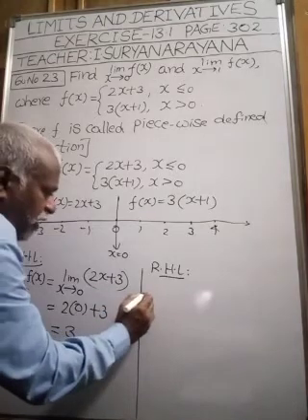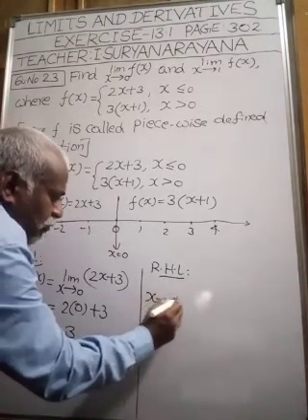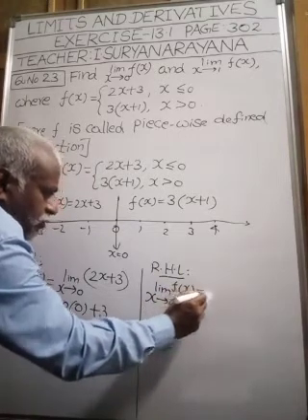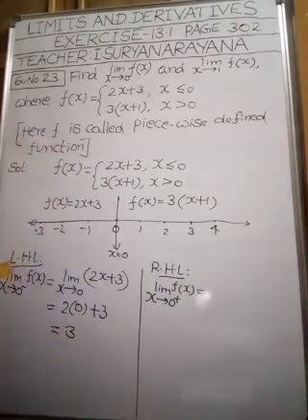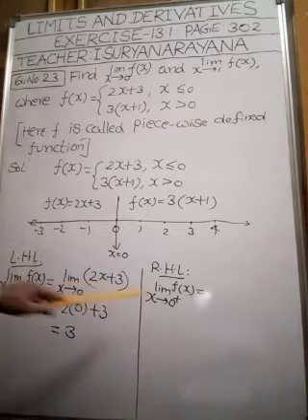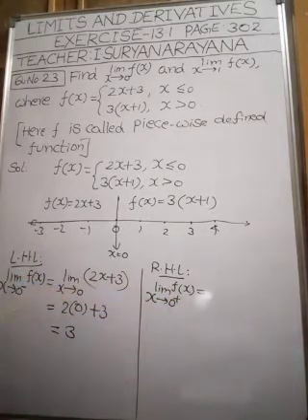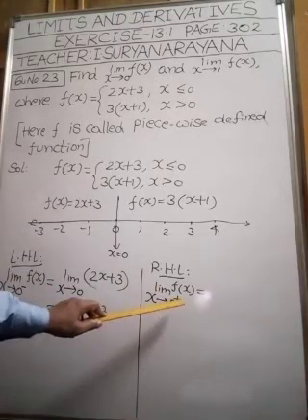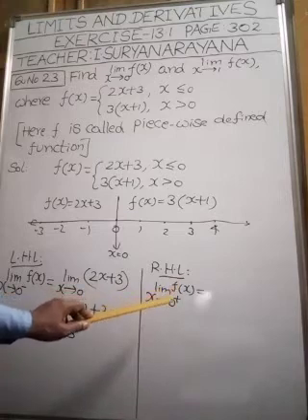We denote it symbolically as limit of f of x as x tends to 0 plus. Left hand limit means 0 minus, here it is 0 plus. Understood the difference, my children? Right. We follow the same steps here also. We have to find out: 0 plus means x greater than 0.